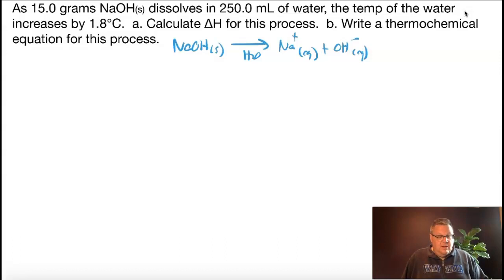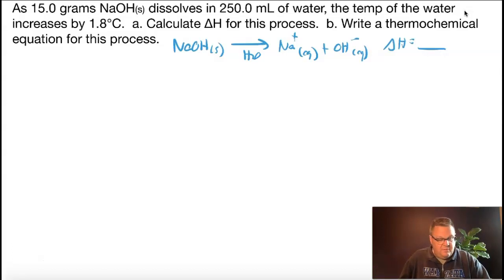All right, now I'm looking at the word problem. They give me a mass of sodium hydroxide. They give me a volume of water that it's dissolving in. And they give me a temperature change. It goes up by 1.8 degrees. Calculate delta H for this process, and then write a thermochemical equation. Okay, so the thermochemical equation would be the blue chemical equation that I just have up there with the delta H either off to the side or in the equation. Okay, so the A and B are related to each other.